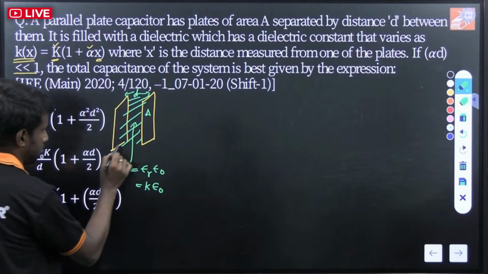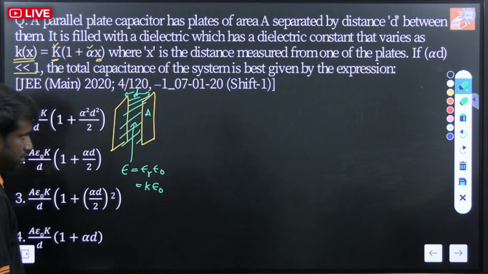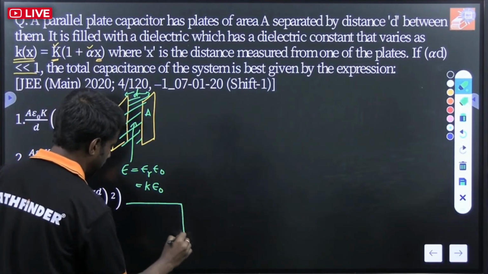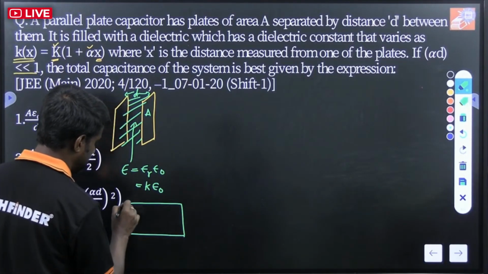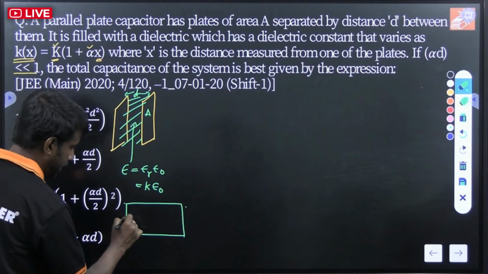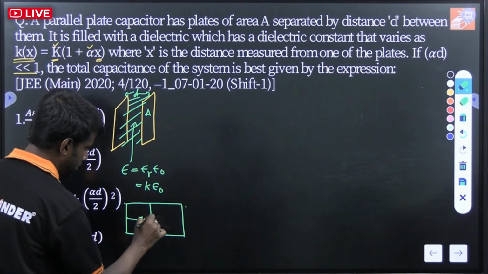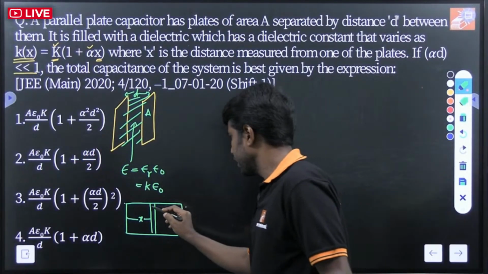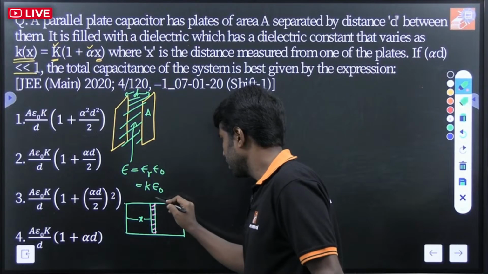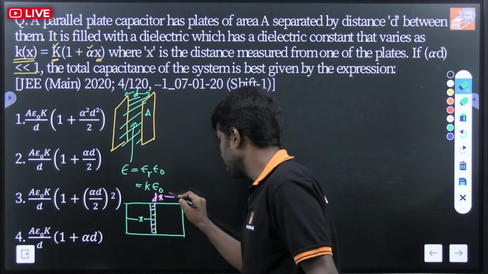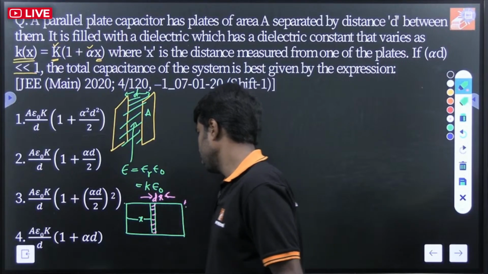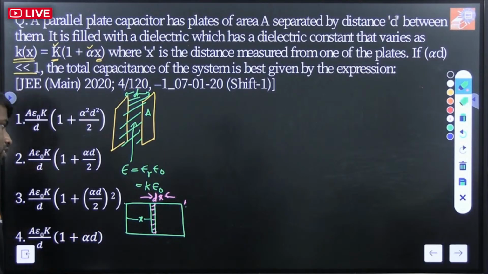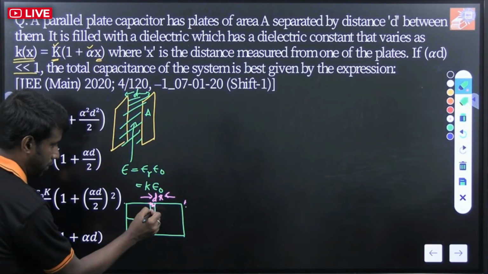For this case, you see that K is not constant here. Since K is not constant, we have to consider it in such a way. We take this dielectric with two plates on the sides. From x distance, we consider a thickness dx. This is our dx thickness. dx is very small, so we can say the dielectric does not vary too much from this point to this point. Now what will be the capacitance of this part?